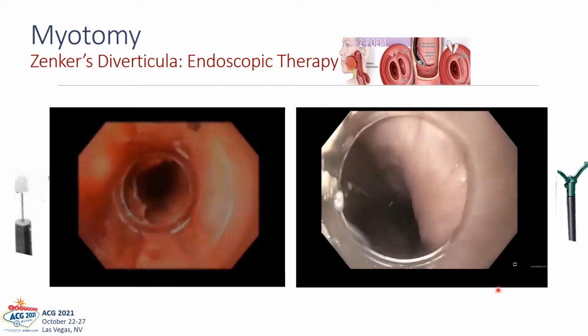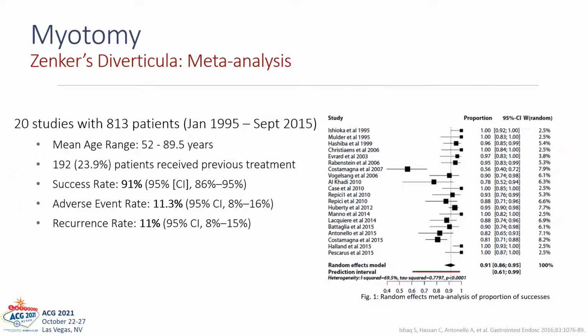This is very different than the Z-POEM technique, which involves tunneling. This is a meta-analysis that looked at 20 studies and over 800 patients using a similar endoscopic approach to what I've shown. You can see that 23% of these patients roughly had undergone some previous attempt of some form of therapy. Success rate 91%, adverse event rate 11.3%, nothing life-threatening there, and recurrence rate of about 11%. So it's quite a well-established and good technique.